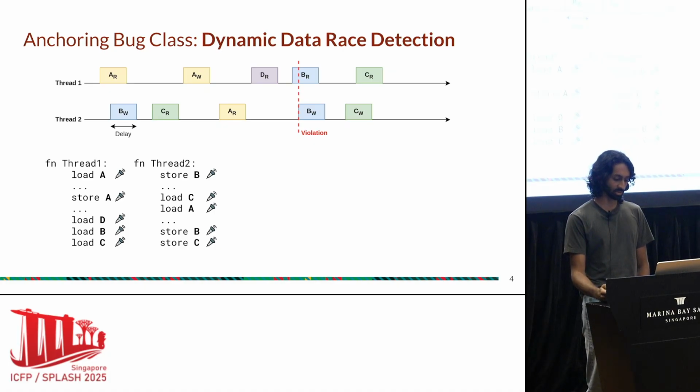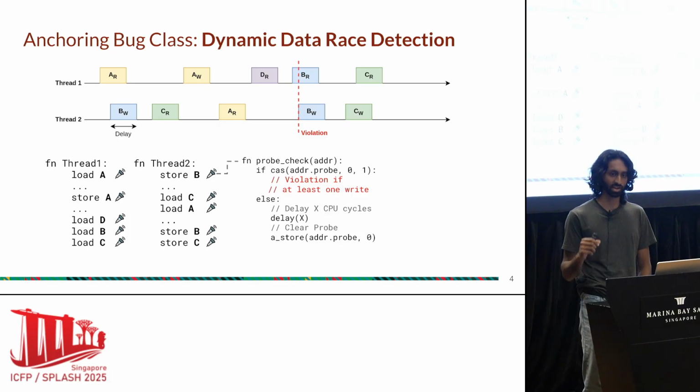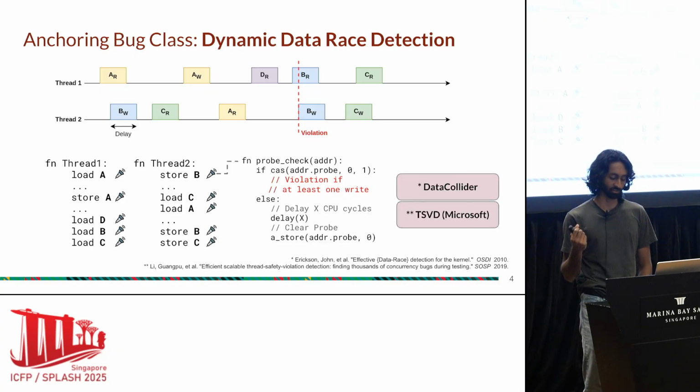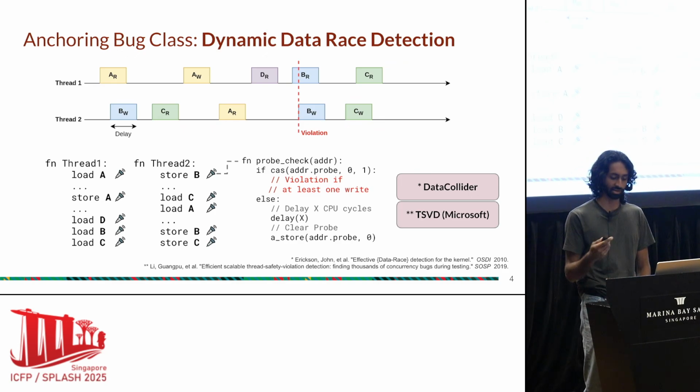The goal here is we insert probes on each of our memory accesses. And in each of these probes, we essentially check whether we have simultaneous accesses to the same memory address during a fixed delay window. If there are two accesses to the same address during a fixed delay window, and at least one of them is a write, you can say that this is a data race. And this is a technique that underpins a few successful tools available in both industry and research, like DataCollider and TSVD, which has been deployed at Microsoft for CI testing.